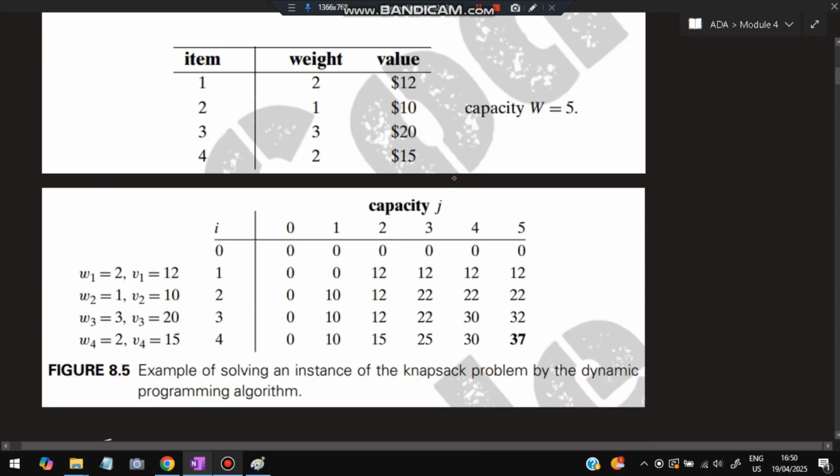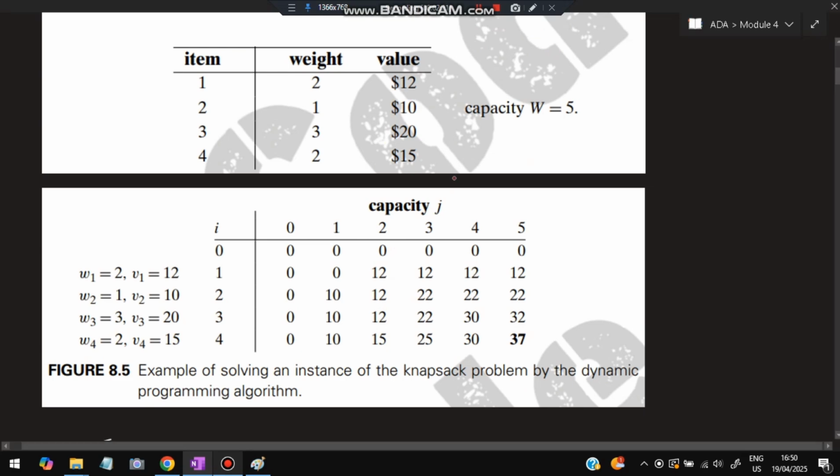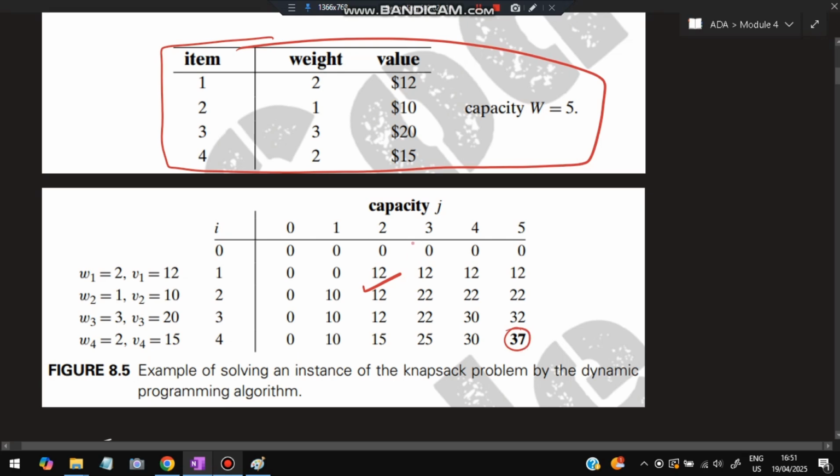We will be solving this using dynamic programming. In the previous module we solved it using another method, the greedy algorithm, but now we will solve it using dynamic programming. In the exam they will give you just this much, and you have to make this table and find the answer. In this case the answer will be 37. How will we do that?